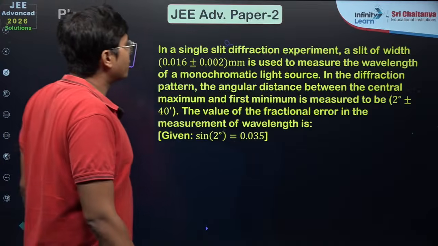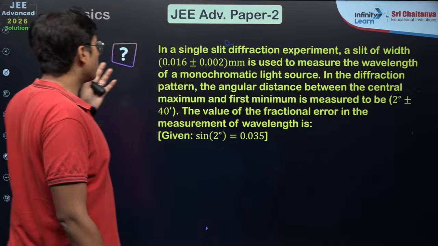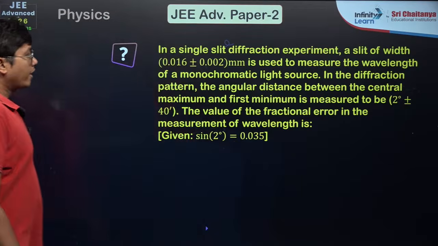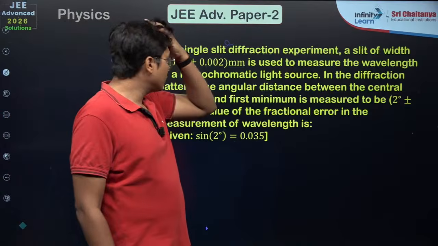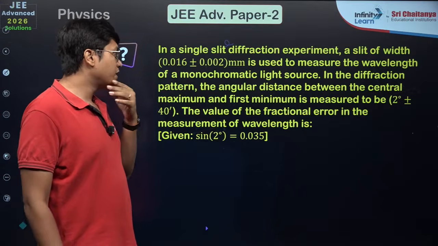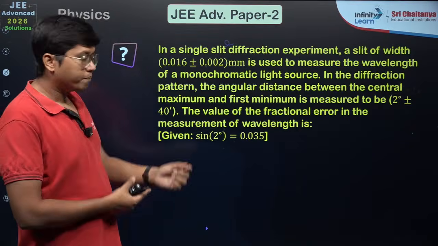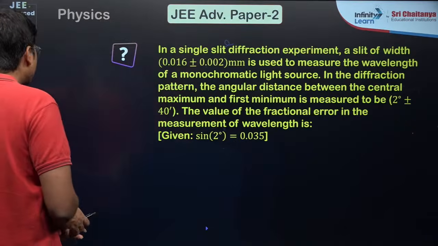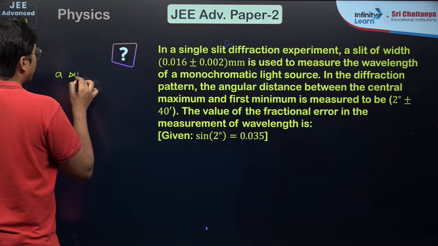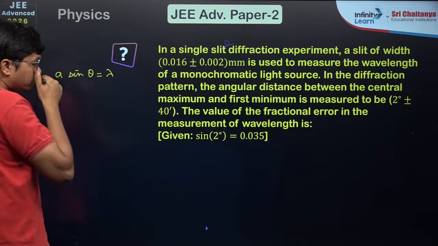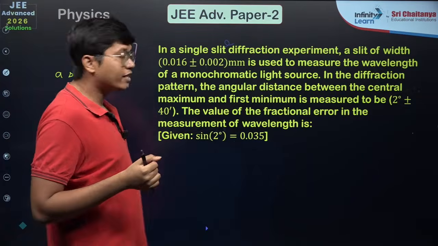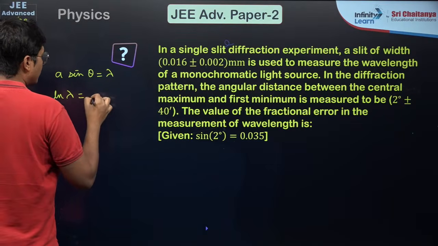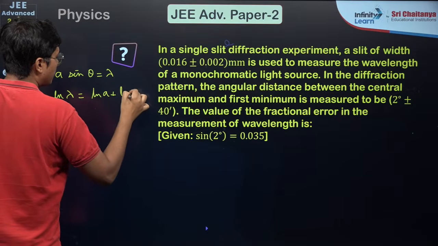Next one says there's a single slit diffraction experiment, slit of width 0.016 plus minus 0.002 millimeter, used to measure the wavelength of a monochromatic light source. In the diffraction pattern, the angular distance between the central maximum and the first minimum is measured to be 2 degree plus minus 40 degree. The value of the fractional error in the measurement of the wavelength is how much? This is kind of easy. You know your first minimum is given by a sine theta is equal to lambda. What am I looking for? We are looking for the fractional error in the wavelength. So what we do here, first we apply an ln, that is ln of a plus ln of sine theta.